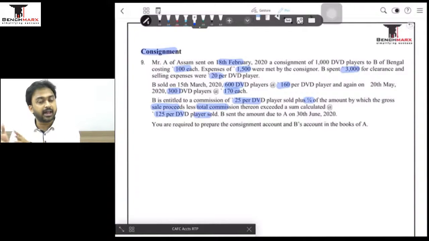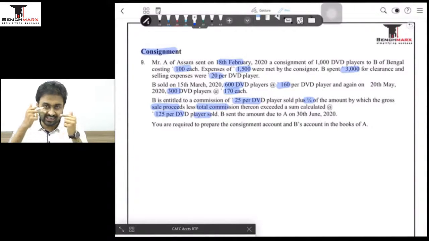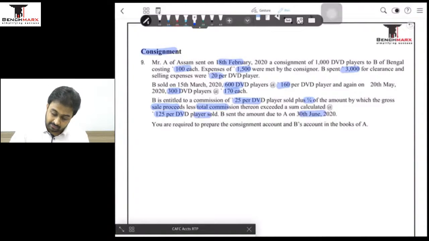1/4 will go on what? 1/4 into the sale proceeds minus total commission minus 900 into 125. Whatever is this amount, 1/4 of it is what he'll get as additional commission above the basic commission of 25 per DVD sold. We have to assume total commission of X and form an equation. Total amount he has sent on 30th of June. You are required to prepare consignment account and B account in the books of A, that is books of consignor.